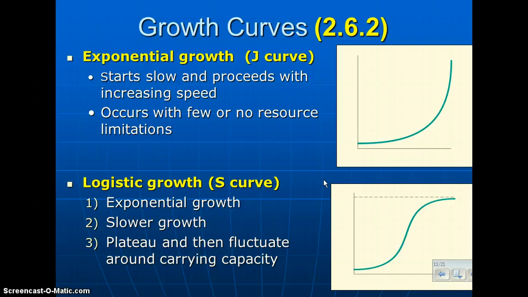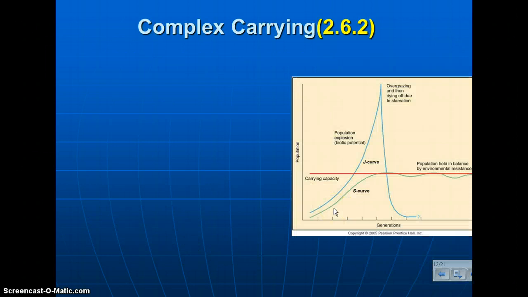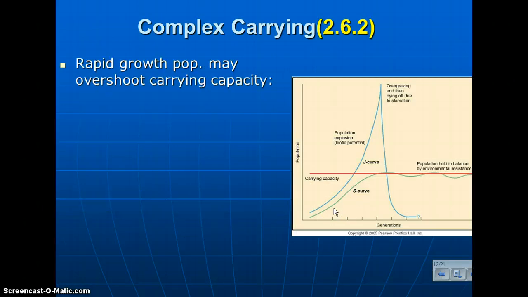So carrying capacity is not perfect. Sometimes things overgo carrying capacity. Let's talk about what would happen when it overgoes carrying capacity. What about complex carrying capacity? So if for some reason there was so much population growth and the exponential growth went past the carrying capacity, called an overshoot, this is what would happen.